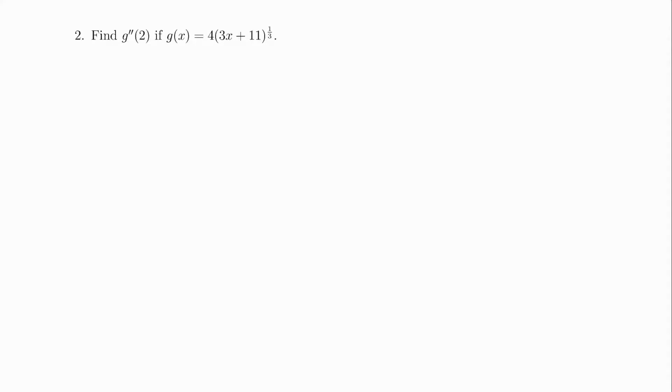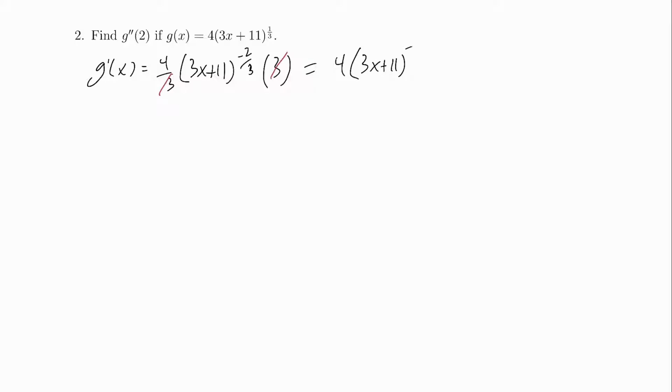Moving on, we want to find g double prime of 2 if g of x is 4 times 3x plus 11 to the 1/3. So step 1, of course, as always, find the derivative. Here, this is a classic chain rule example. So we bring down the exponent and multiply times, we copy and paste the inside, and then we subtract 1 from the exponent, so that's going to give us minus 2 over 3, and then we multiply by the derivative of the inside here, which is just 3. And now we get some nice cancellation, because 3 times 4/3 is just 4. So this becomes 4 times 3x plus 11 to the minus 2/3.